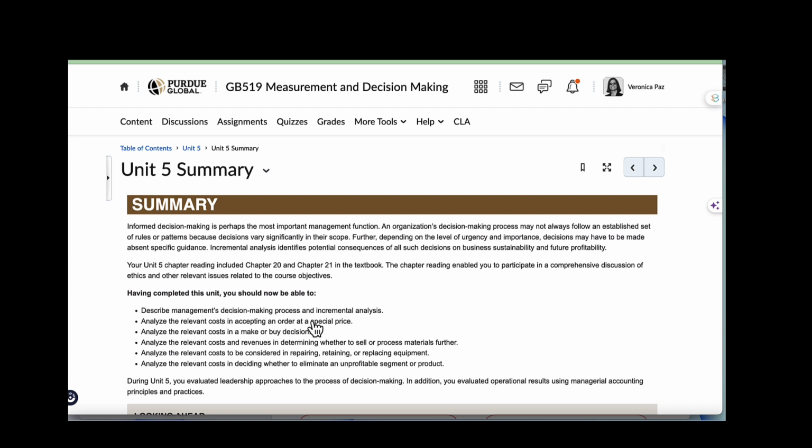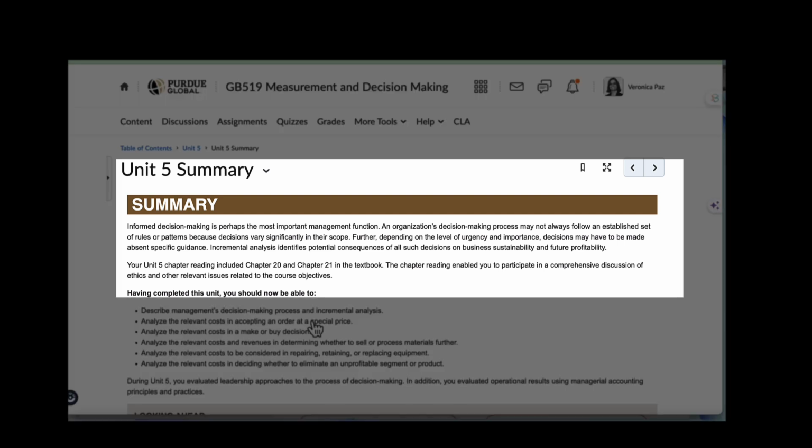And hopefully you have learned at this point that informed decision making is the most important management function, or among the most important management functions, and an organization's decision making process doesn't always follow those established set of rules or patterns, but they vary in scope. So depending on the urgency, the importance, there are decisions that have to be made without any specific guidance.